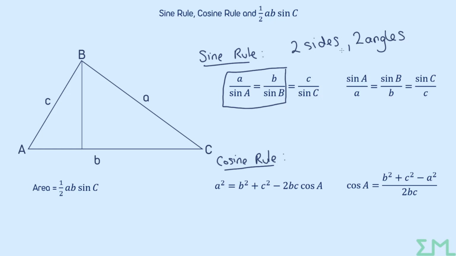And remember, if it's a side you're trying to find, you'd probably use this first version of the formula. If it's an angle you're trying to find, then you would use the flipped over version of the formula. Okay, cosine rule, let's have a look at this one. 1, 2, 3 sides and one angle. Okay, so it's quite different.